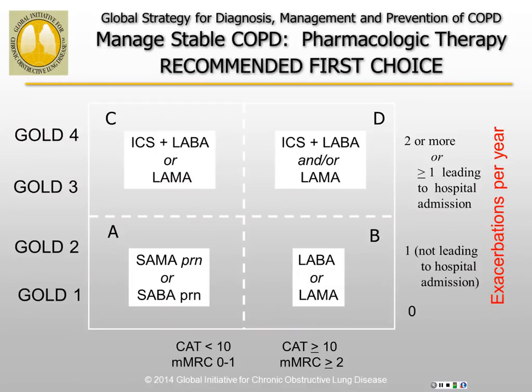So patients in group A, they can just take short-acting beta agonist. Group B, they may take LABA or LAMA, which is anticholinergic or long-acting beta agonist. Group C, you will add inhaled corticosteroid. Group D, you can add the inhaled corticosteroid with LABA and LAMA. So SAMA, SABA, LAMA, LABA.